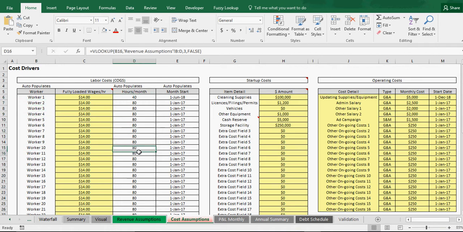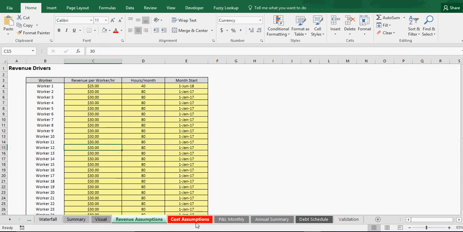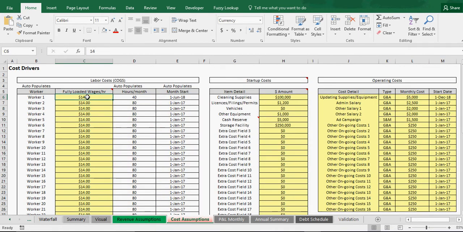So you don't want to change anything here. You don't want to change their hours per month. The logic requires it to be exactly the same. Now the wages is different, obviously, because this is what you're actually paying your workers, not what you're billing the businesses for your workers. So this is where you're making your money, the difference between this and the revenue they're generating. Now this is fully loaded wages.